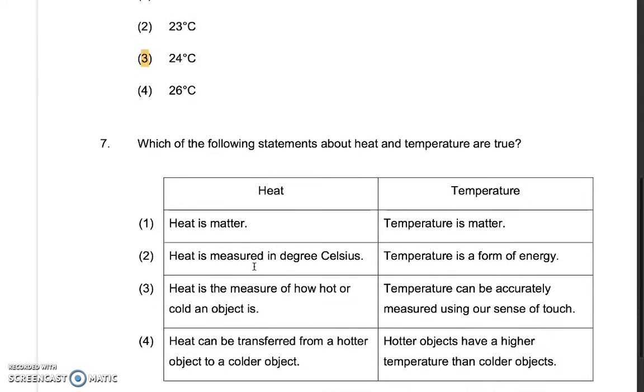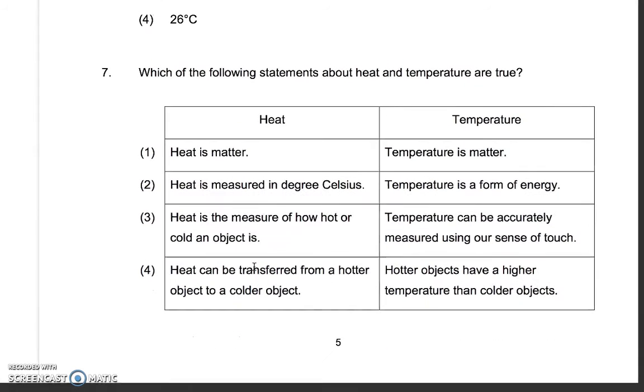Alright, let's move on to question 7. Which of the following statements about heat and temperature are true? So this is all on heat, this is temperature. I will highlight the ones that are true, and we'll see which one has both that are highlighted. Okay, let's start with heat. Heat is a matter. Heat is not a matter because it does not have mass and it does not occupy space. So this is wrong. Heat is measured in degrees Celsius. Yes, this is correct. So I'm going to highlight this.